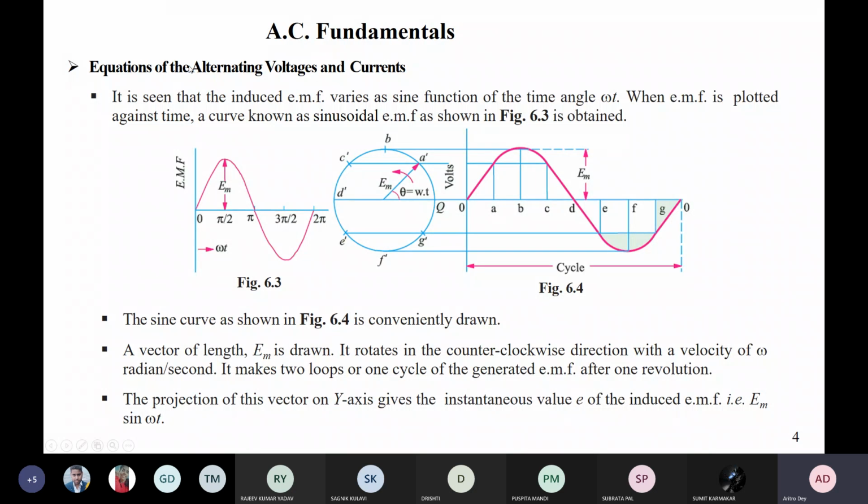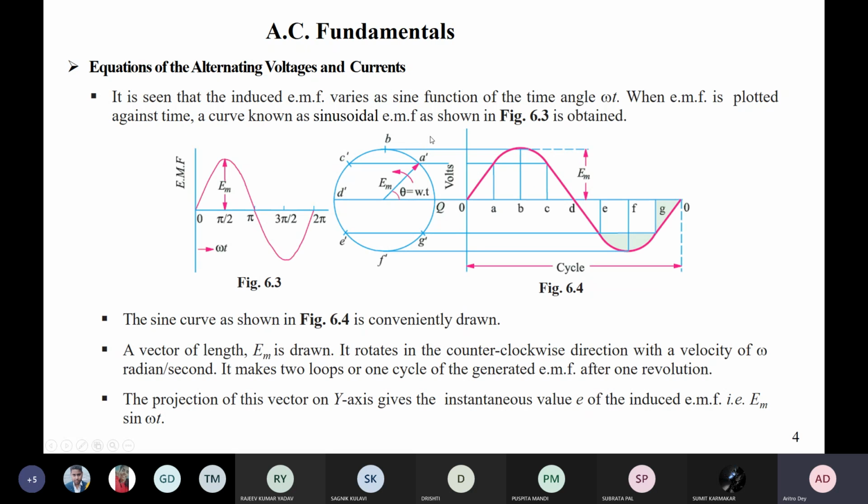Here graphically we want to represent it. It is seen that the induced EMF varies as a sine function of the time angle omega t. Time angle means omega, the frequency, multiplied with time. When EMF is plotted against time, a curve known as sinusoidal EMF is obtained, as given in figure 6.3. If we think like this, your E maximum value is the radius, like here if I name it as OA dash, then if we take the vertical component of this, we will be able to find your entire sinusoid.